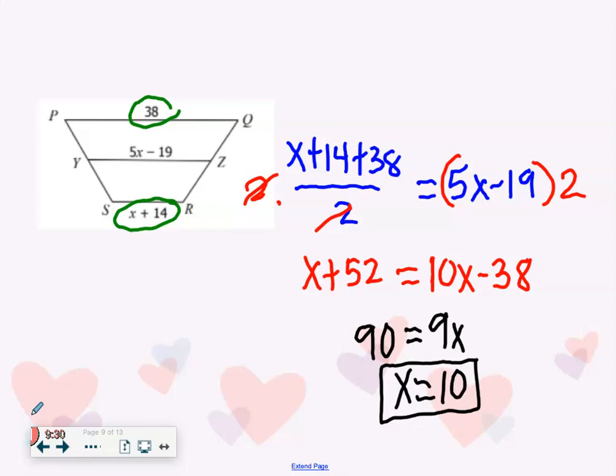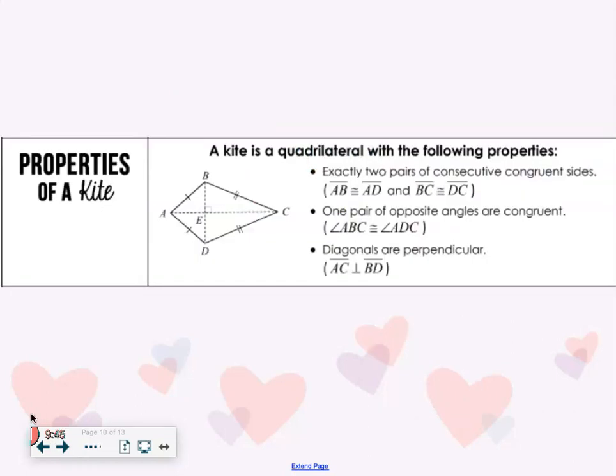Okay, in a nutshell, that's properties of trapezoid. And then we have the goofiest shape of them all. Kite. A kite. They're just weird. Okay. Big ideas about a kite. This is what you need to remember.